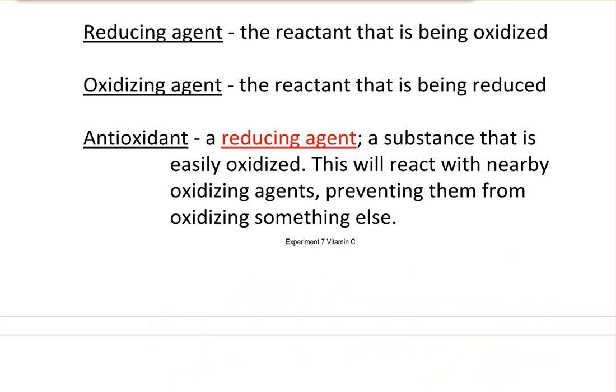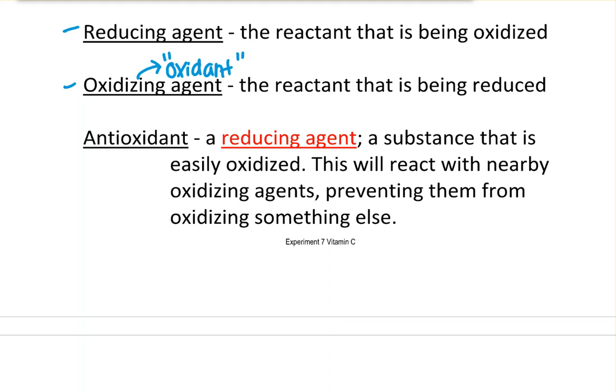So we talked about how these are kind of opposites, with the oxidizing agent being reduced. What about the word antioxidant? You've heard of that. Vitamin C is an antioxidant. Anti means opposite. Oxidant means oxidizing agent. An oxidant is an oxidizing agent. That makes sense. So an antioxidant is a reducing agent.